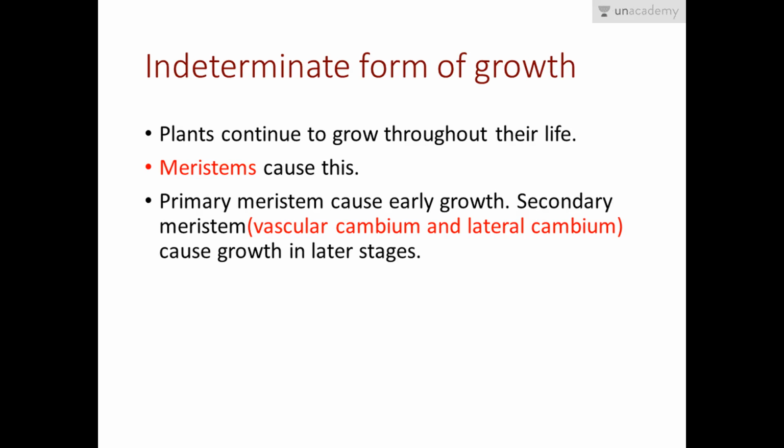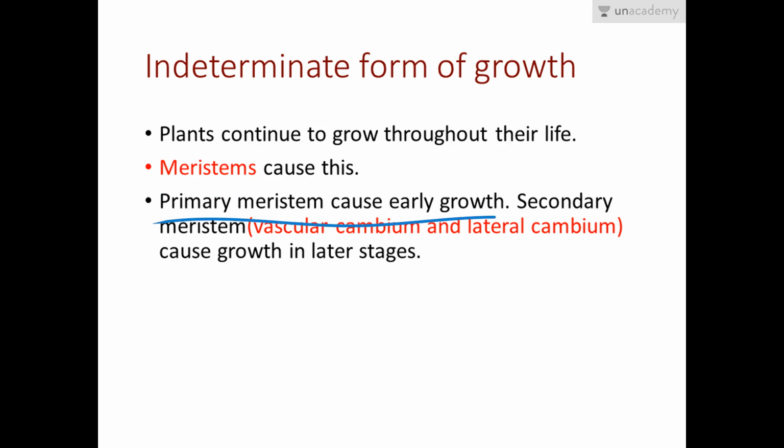Now, plant growth is an indeterminate form of growth which is not found in animals. The indeterminate form of growth means that plants continue to grow throughout their life. Until they die, they keep growing. And what is the main reason for this indeterminate or infinite growth of the plant? The meristem. The meristems play the main role in this indefinite growth of plants.